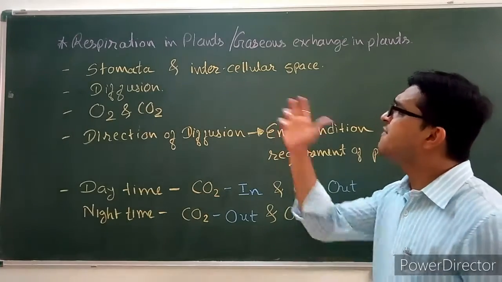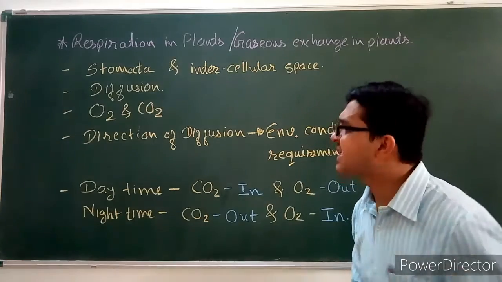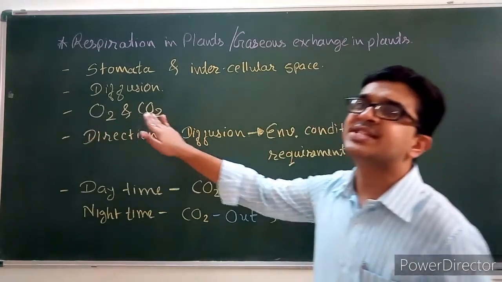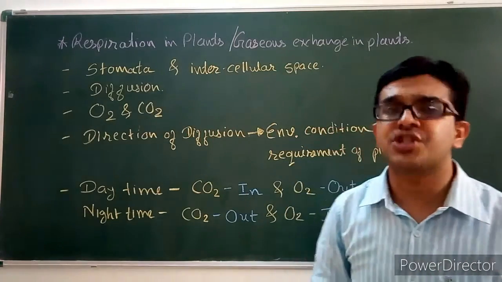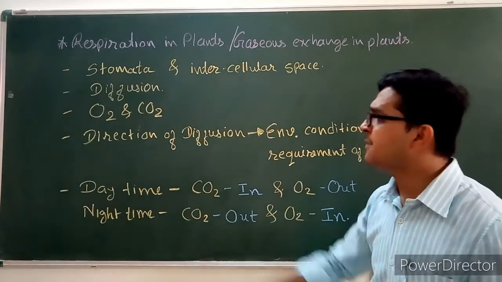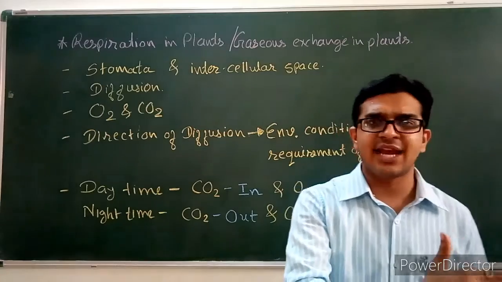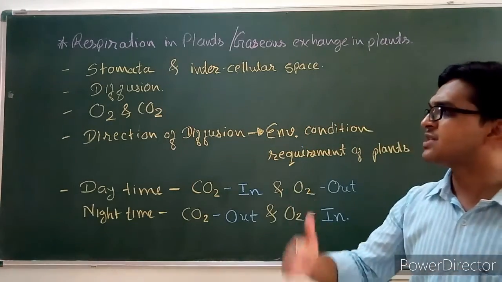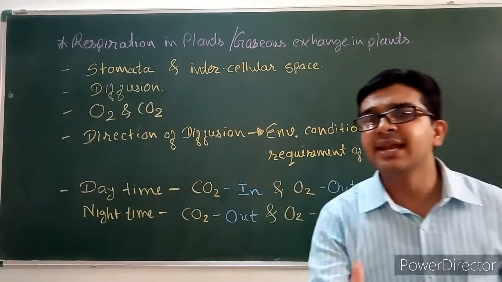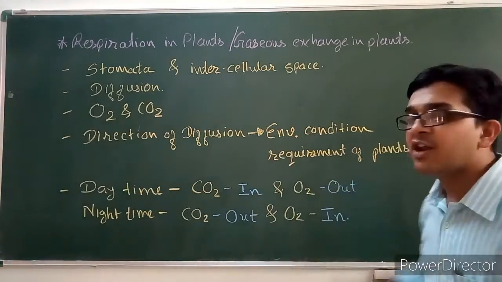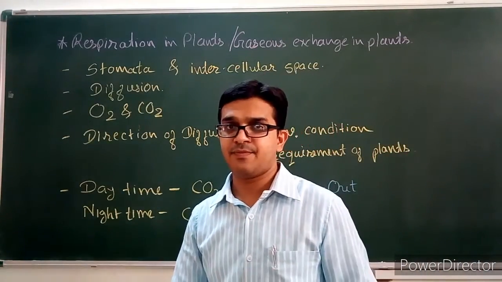Which two gases are exchanged during this respiration process? Those gases are oxygen, O2, and CO2. These two gases are exchanged in the respiration process. The movement of the gases O2 and CO2, or the direction of diffusion, mainly depends on environmental conditions and the requirements of the plant.